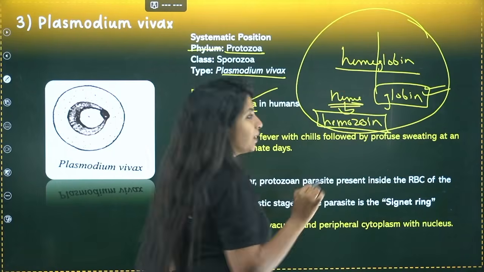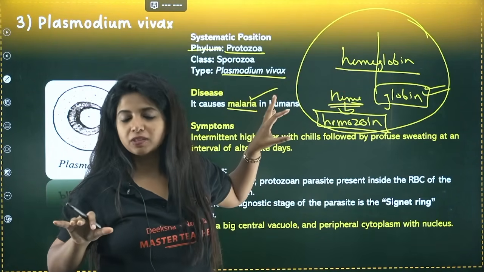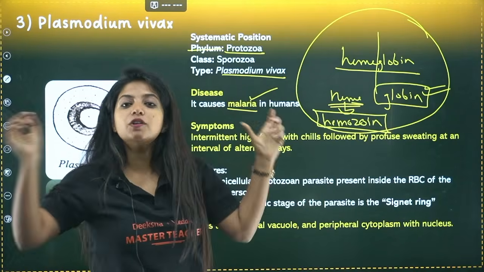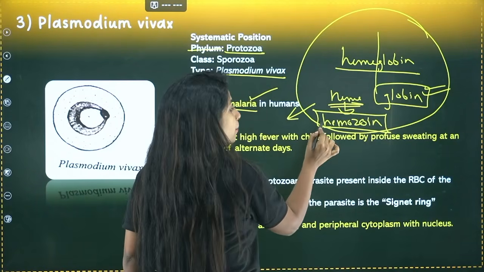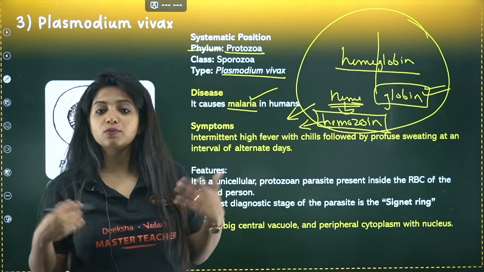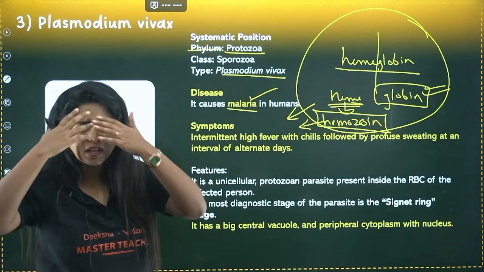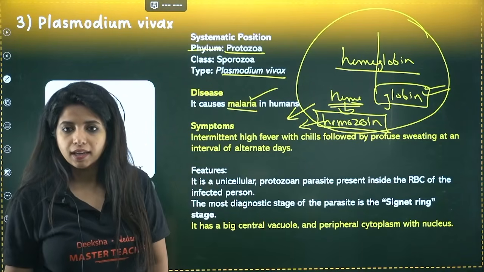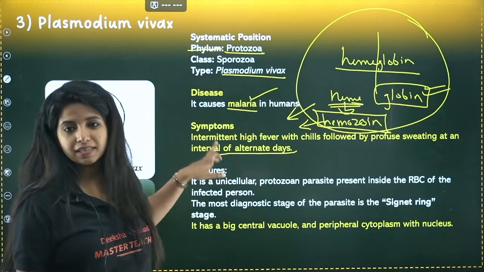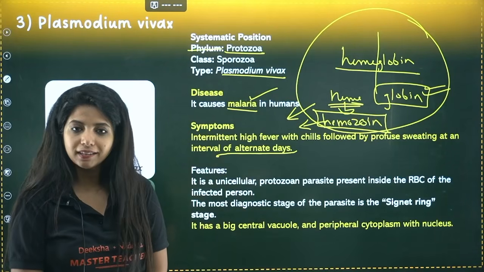The RBC. Once they divide rapidly, the RBC is going to burst open. So they are released, and apart from that, hemozoin is also released. This hemozoin is toxic for us, which is why we get fevers and chills. Also, there will be profuse sweating at the interval of alternate days. This is a very important symptom that you need to remember.